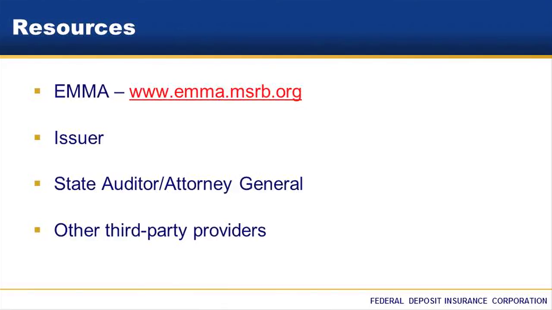The issuer may also be contacted to obtain financial information, such as the annual report or the official statement. Many state auditors or attorneys general provide information on municipalities located within their respective states. Often, this information can be accessed via their websites. Other third parties, such as securities brokers, correspondent banks, rating agencies, and investment banks, can also be a valuable source of information. If third-party information is used to supplement the internal credit risk analysis, management should ensure the third party is independent, reliable, and qualified.